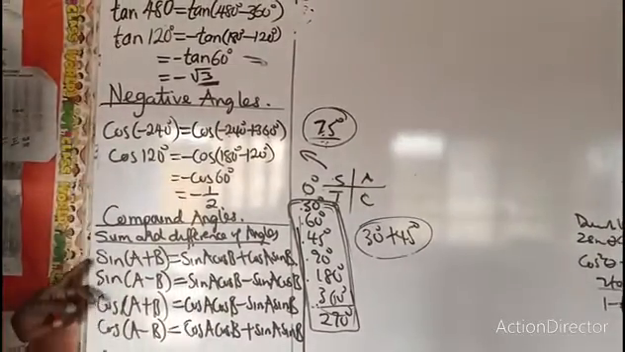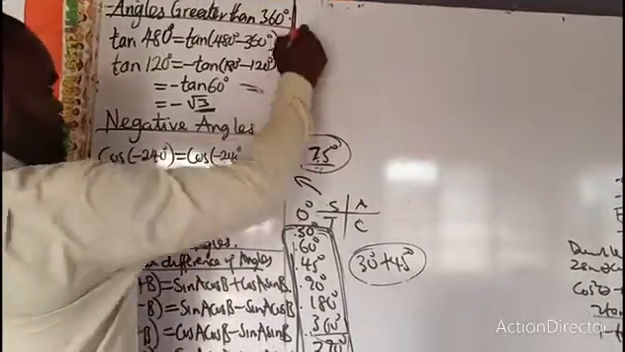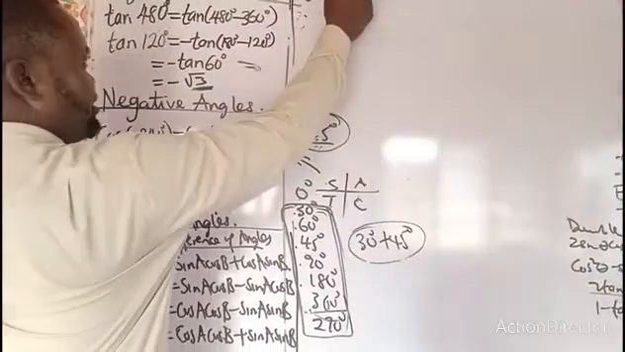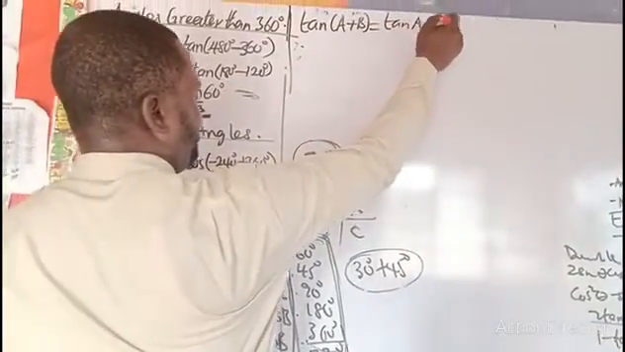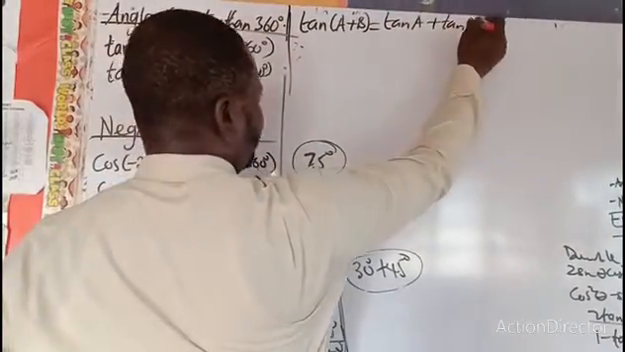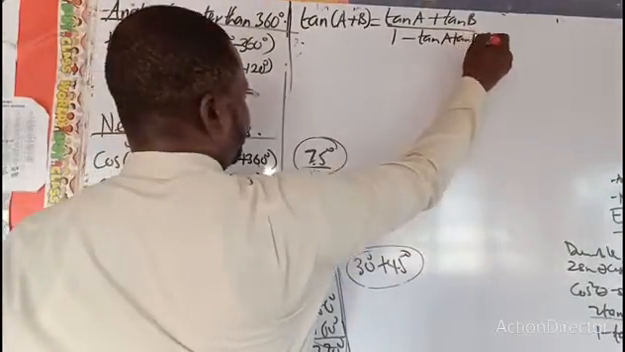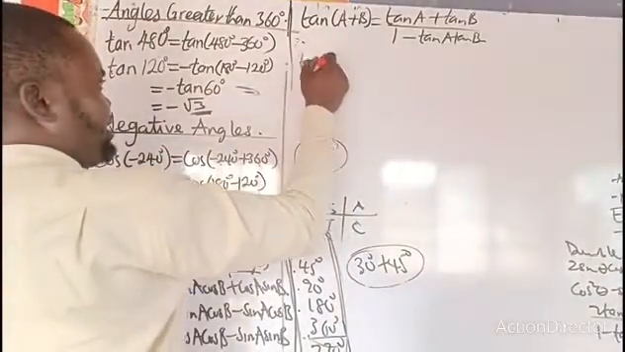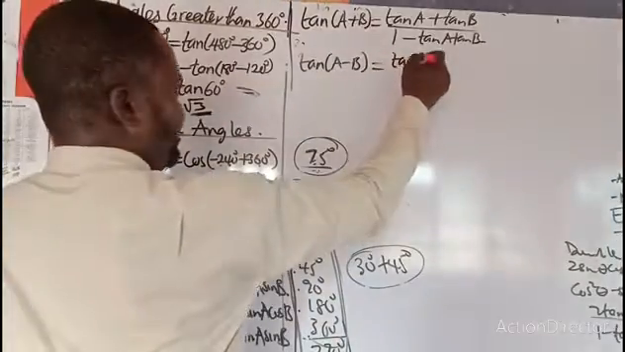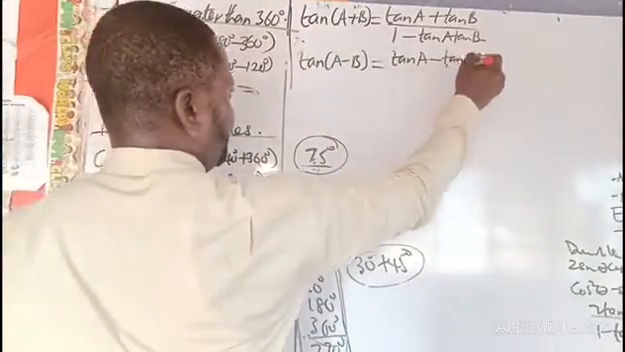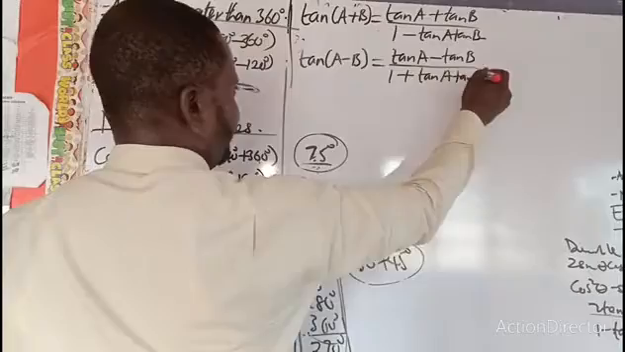How about what's remaining now? We've done for sine, plus and minus, cos, plus and minus. Now it means tan, plus and minus. What is tan A plus B? Tan A plus B will be tan A plus tan B all over 1 minus tan A tan B. Then when we say tan A minus B, that will give us tan A minus tan B over 1 plus tan A tan B.